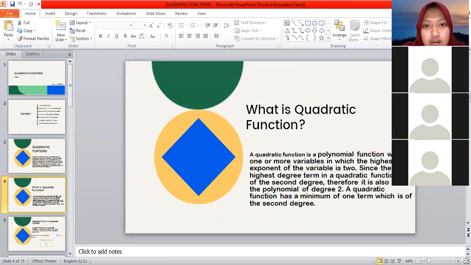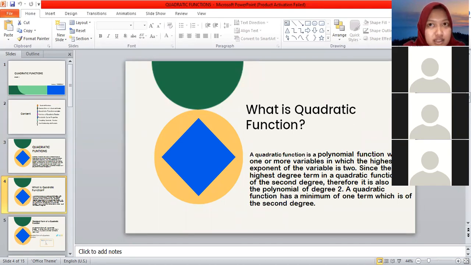Standard form of a quadratic function. The standard form of a quadratic function is of the form f(x) equals ax squared plus bx plus c, where a, b, and c are real numbers. Like this, in this picture. Next.